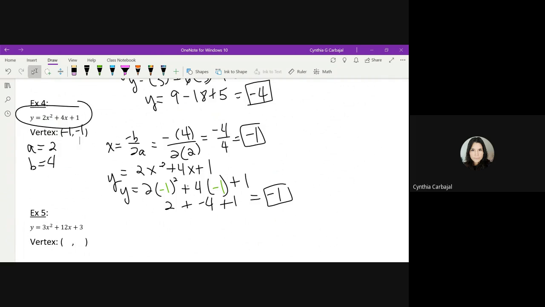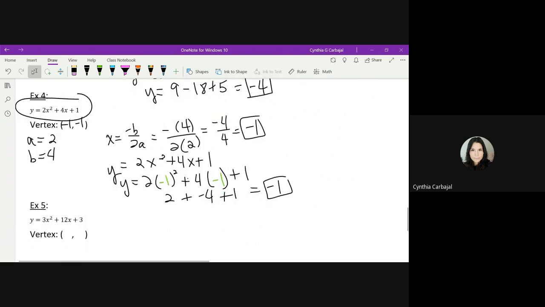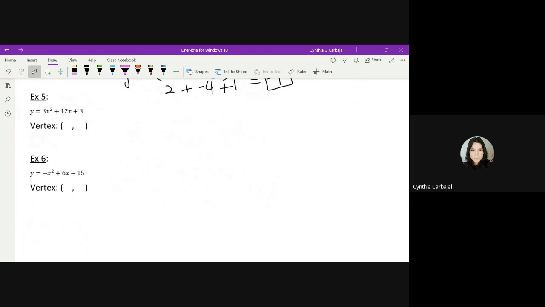Okay, so if we graph it, it would be to the left 1 and down 1 to start with. Okay, and then I'm not asking you to graph, so all we're doing really is finding the vertex, and then just remember that the axis of symmetry is the same value as the x value on your vertex. Right, so again, our a here is the first number. That's with the x squared. So it's 3. The b is 12.